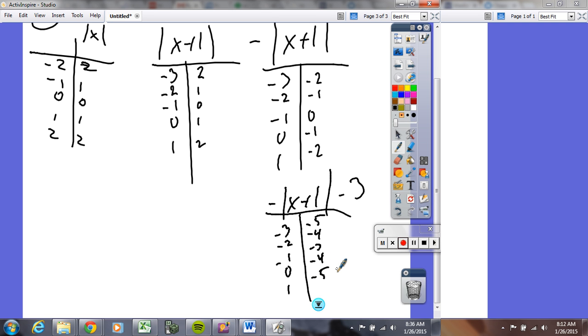Now, once again, if you don't believe yourself that you did it right, what could you do? Check. I'm going to pick -3. -3 plus 1 is -2, absolute value of -2 is 2, with a negative, -2. It comes out and it works, doesn't it? Yes, sir.